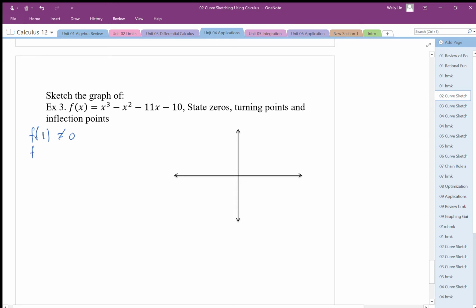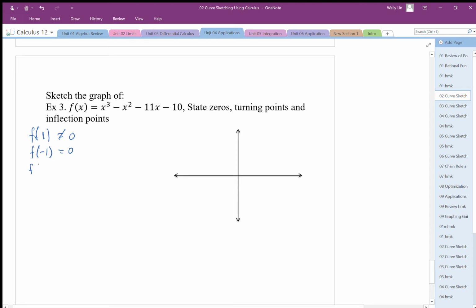Okay, I think negative 1 won't work either, will it? Negative 1, negative 1 minus 1 is negative 2. No, that's not going to work. Okay, so negative 1 doesn't work either. Okay, so let's try maybe, this one's getting a little bit tougher, so let's try maybe negative 2.